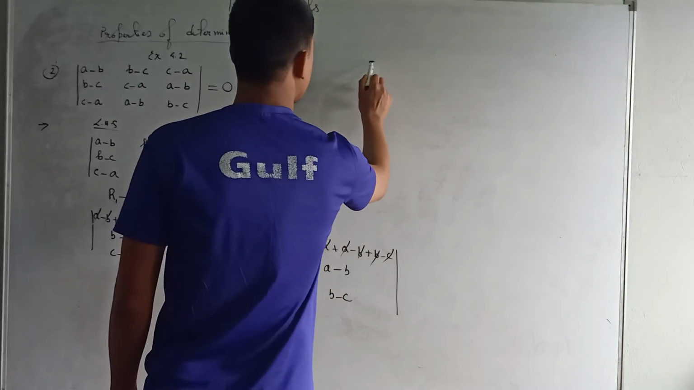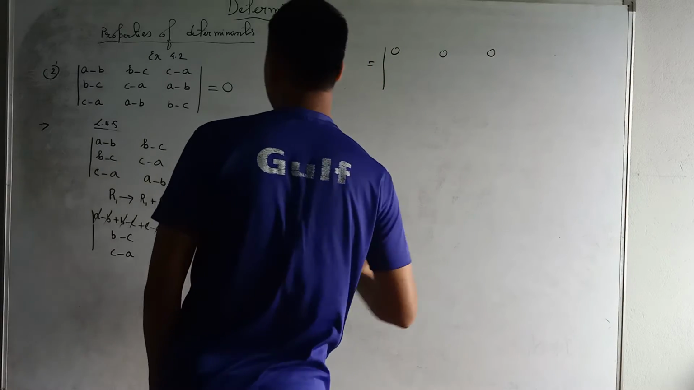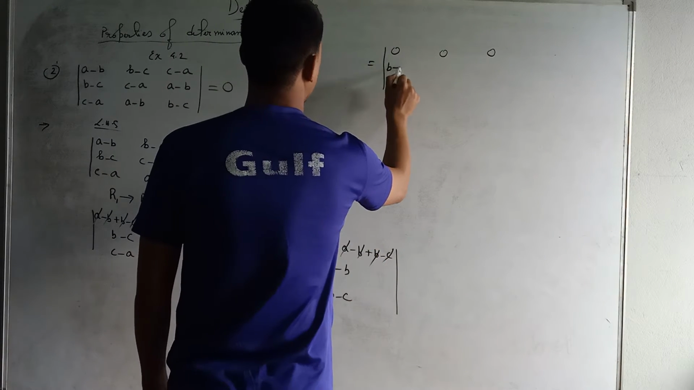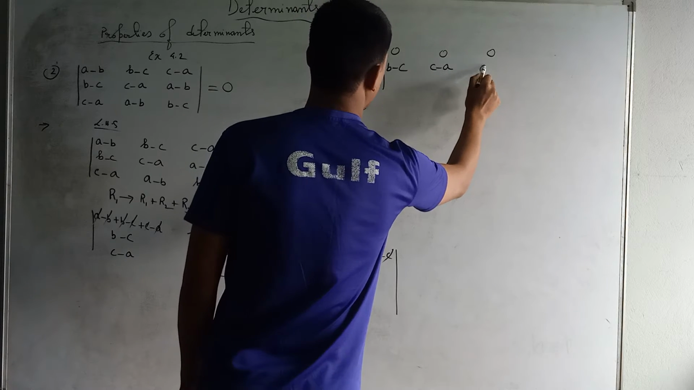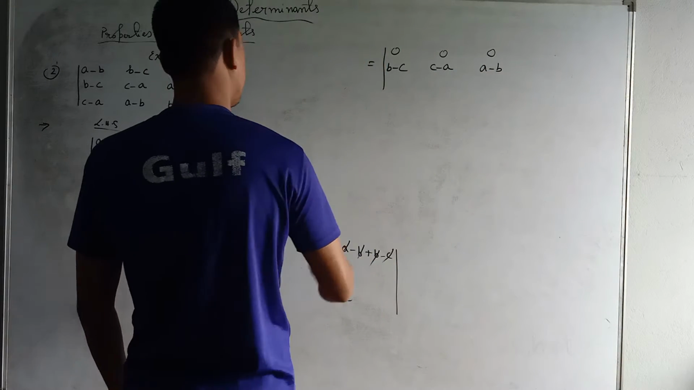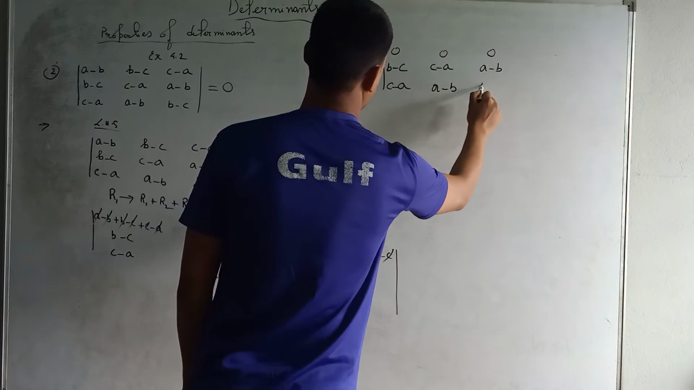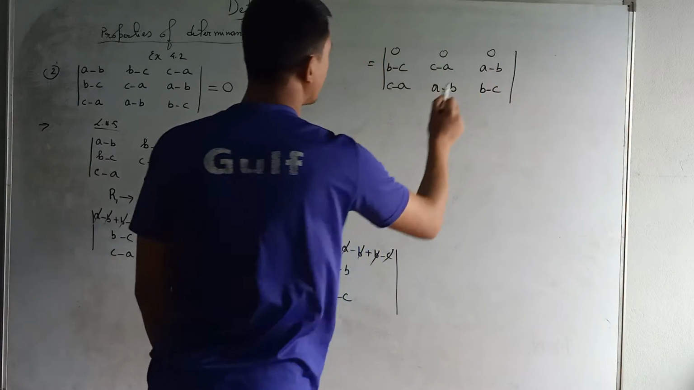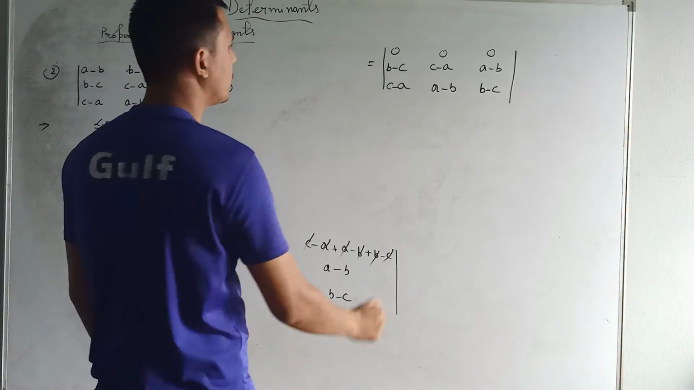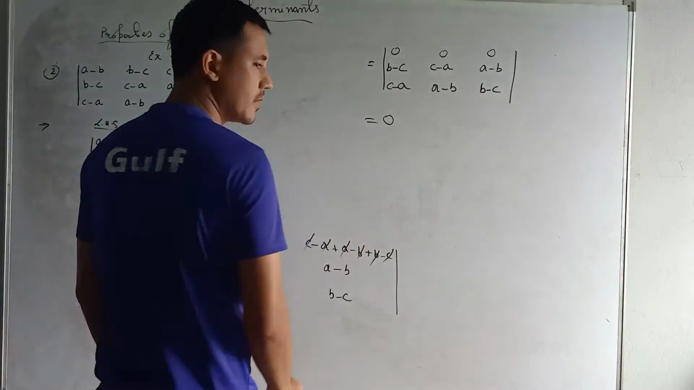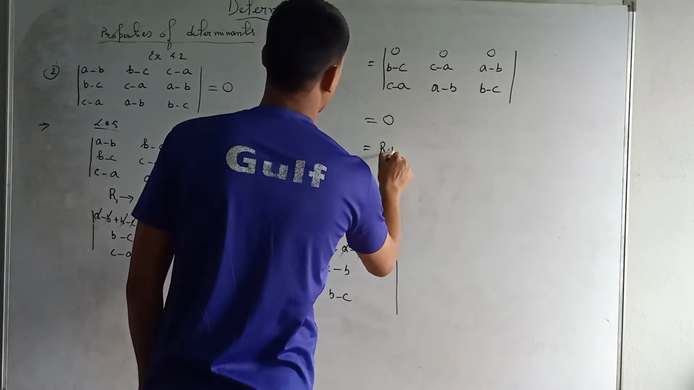So this becomes 0, 0, 0, then B minus C, C minus A, A minus B, and then C minus A, A minus B, B minus C. Since all the elements of row 1 are 0, if any row or any column is 0, the determinant is 0. Alright? That's the simplest way, which is your right hand side.